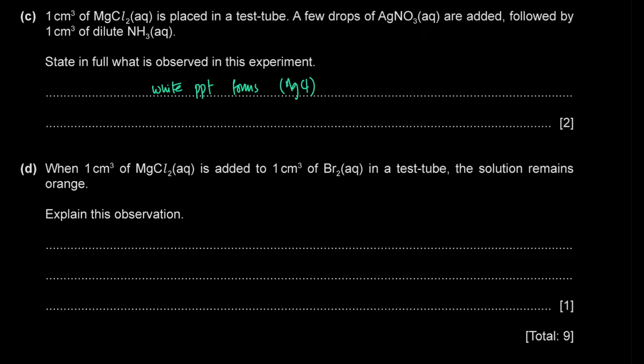And then silver chloride dissolves in dilute aqueous ammonia. When we add aqueous ammonia, the white precipitate dissolves. So we say a white precipitate forms, which then dissolves in the dilute aqueous NH3.